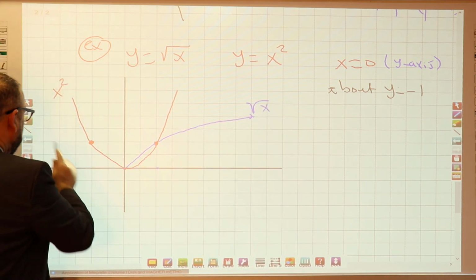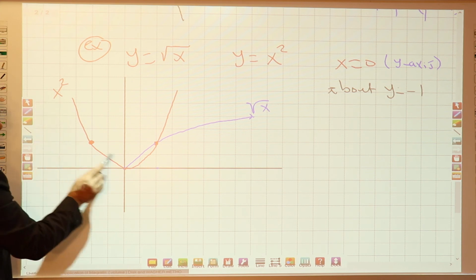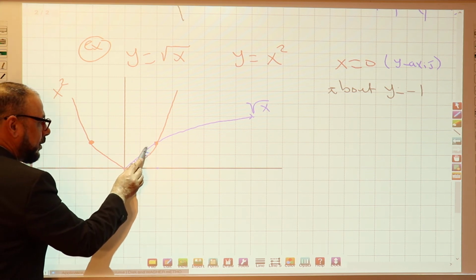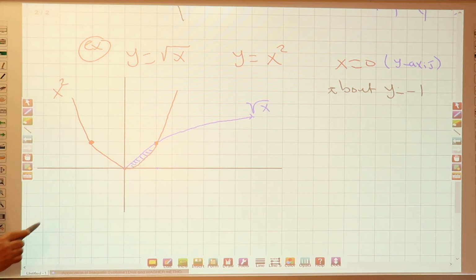Now the area I need to revolve is this, and I need to revolve it about the line y equals negative 1. The line y equals what? Negative 1. Just as we did before, we're going to make it green, bold it, and make it big.